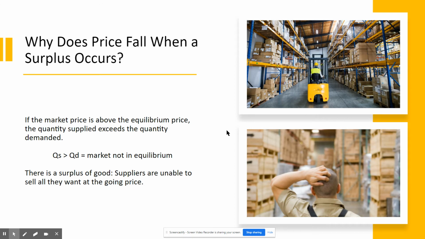So why does price fall when a surplus occurs? So if the market price is above the equilibrium price, then the quantity supplied exceeds the quantity demanded, okay? So it's QS is greater than QD. Market is not in equilibrium. This is not a good thing. So there's more goods than there are people to buy it. And as a consequence, price will go down.